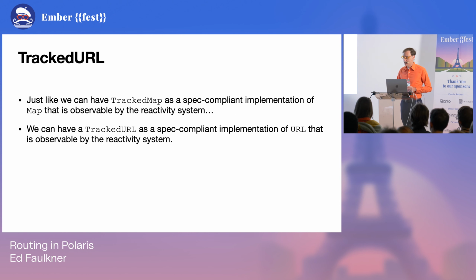So one idea for that is to model a tracked URL. This would be a pretty low-level primitive in the router, not something you'd necessarily have to interact with just to get started with Ember. But as an implementation strategy, I think it has real potential to give us a simple system that people can understand. Just like we have tracked map or tracked set or tracked object as drop-in replacements for stock features that also happen to be reactive.